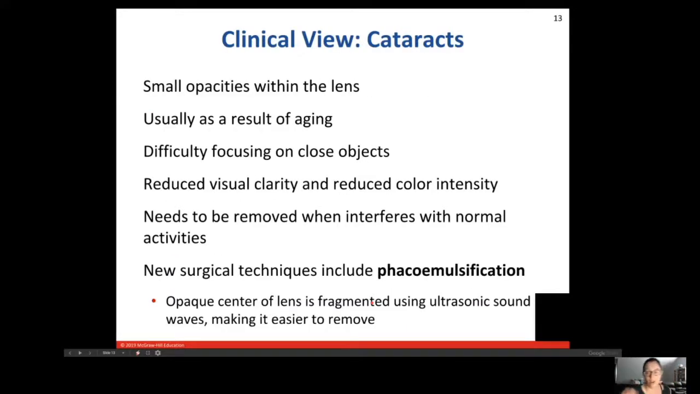So in our lens, if we ever have opacities or not clear areas inside our lens, we call those cataracts. Usually they can happen as a result of aging, but you can have congenital cataracts too that you're born with. It causes reduced visual clarity and reduced color intensity, and they can remove these with lots of different techniques.